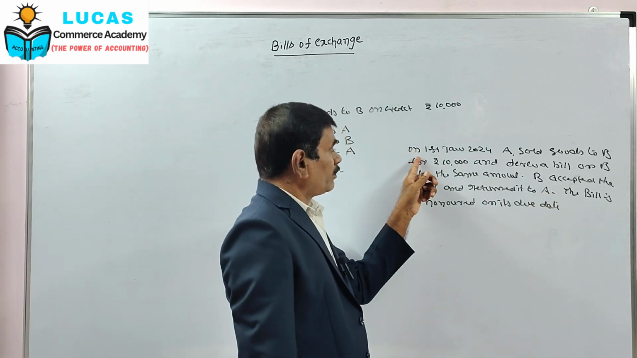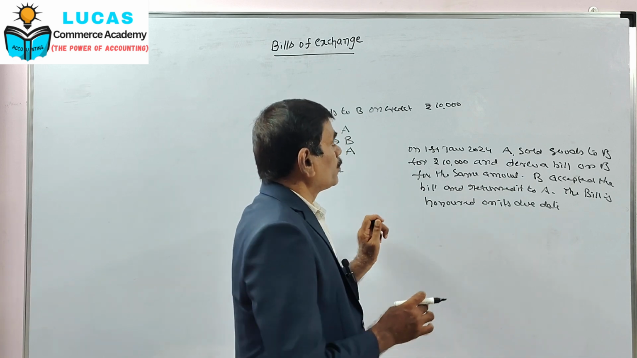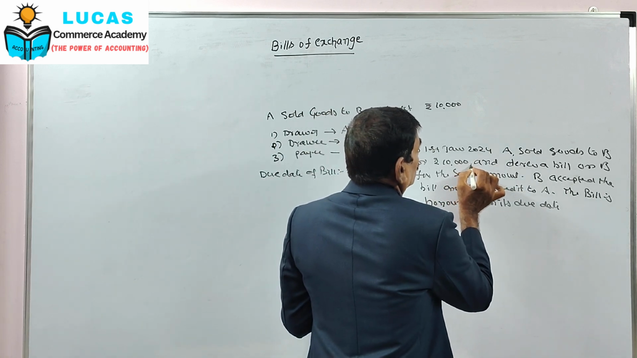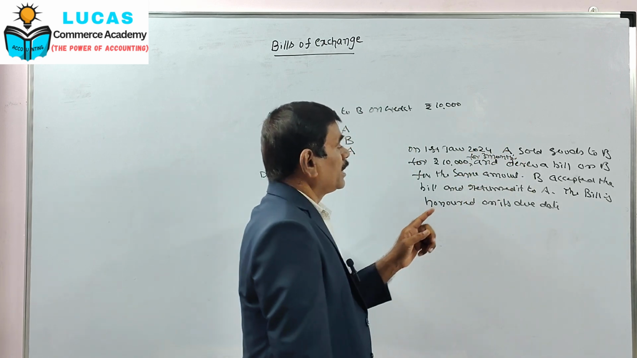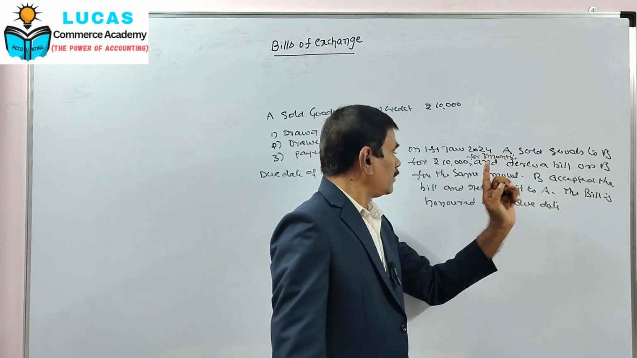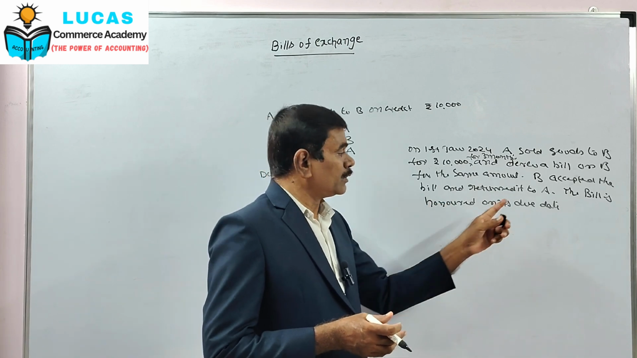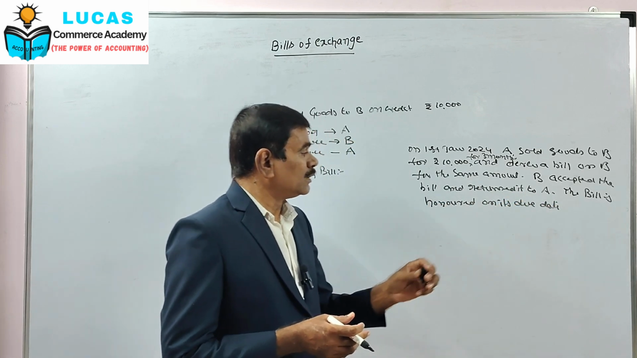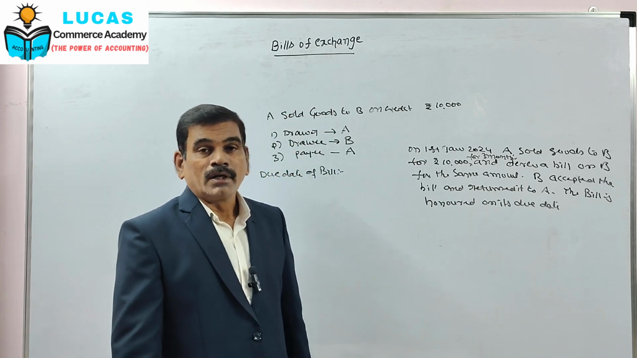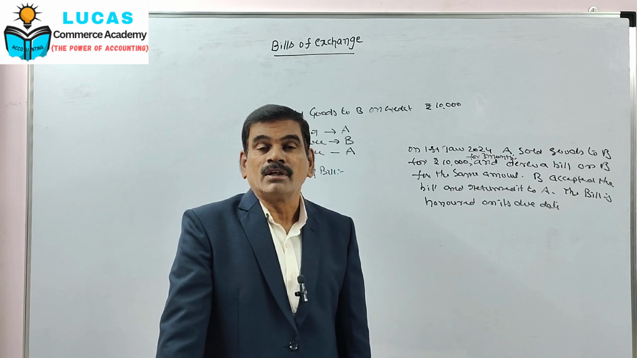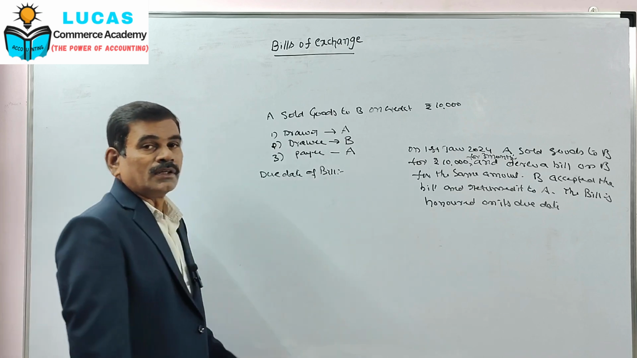So on 1st January 2024, A sold goods to B for rupees 10,000 for 3 months. This is very important. A drew a bill on B for the same amount. B accepted the bill and returned it to A. The bill is honored on its due date. Honored means the drawer receives the amount on the bill. So in this example, what is the due date?